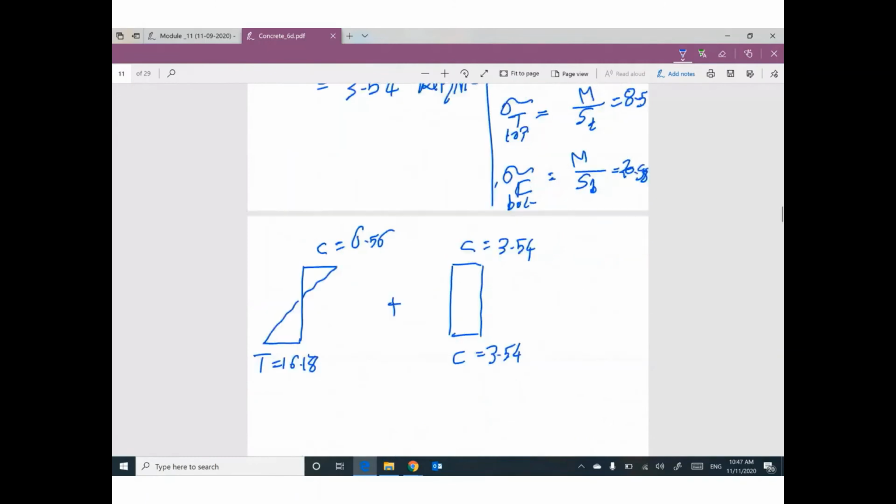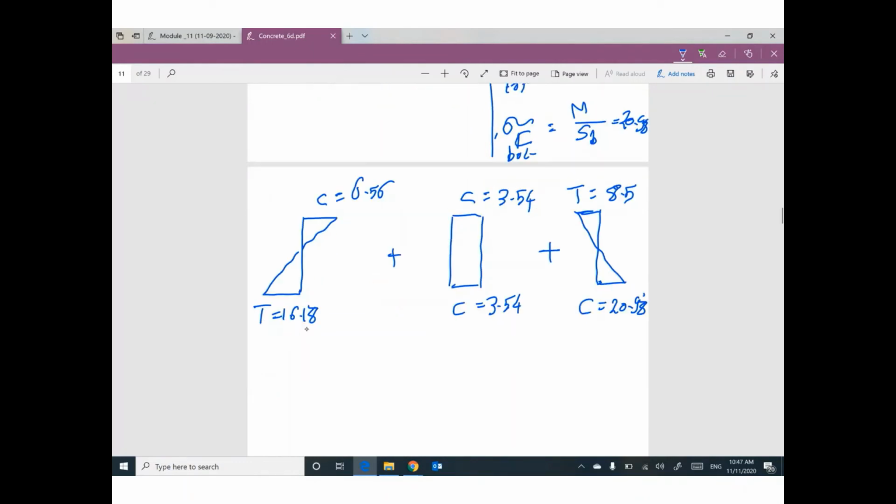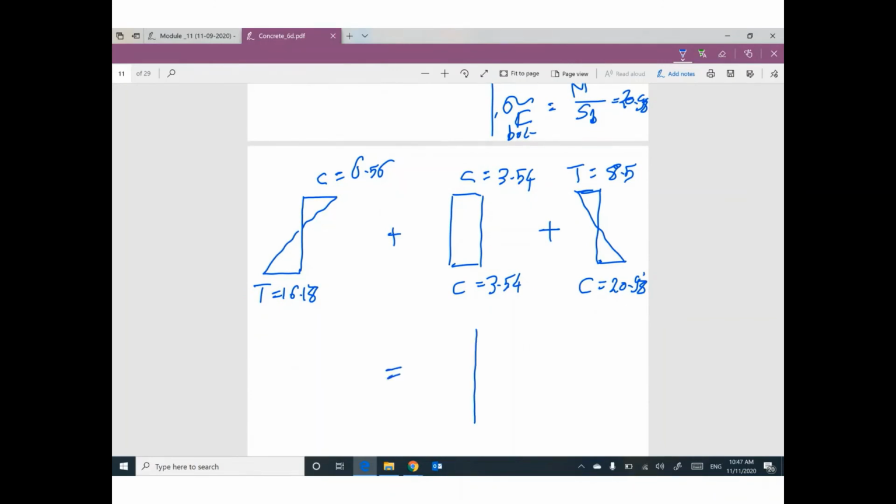Plus, third case, we have tension at the top 8.5. We have compression at the bottom 20.98. What is your final stress? This one is compression, this one is compression, they will be added together. 6.56 plus 3.54 minus this value, because it's a tension. This one is tension. This one is compression. So please give me the final answer and tell me, is it the final tension or compression?